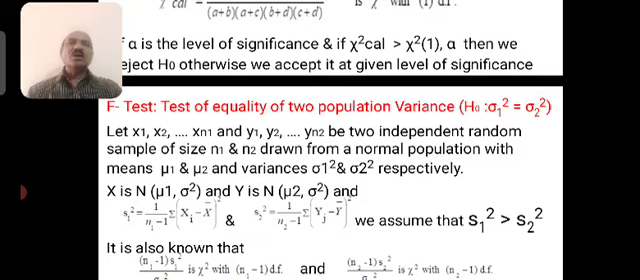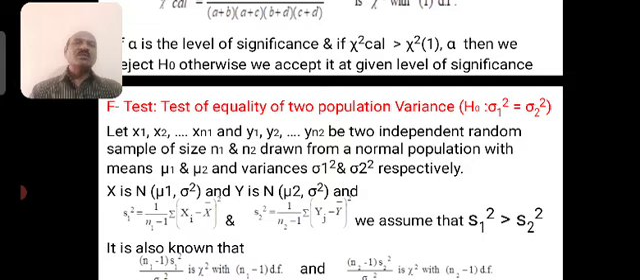We have to test whether they are equal or not, that is, whether two samples came from populations having the same variance or not. So let x1, x2, ..., xn1 and y1, y2, ..., yn2 be two independent random samples of sizes n1 and n2 drawn from normal populations with means mu1 and mu2 and variances sigma 1 square and sigma 2 square respectively. Then x is normal with mean mu1 and variance sigma square. I have written sigma square, not sigma 1 square, because our hypothesis is sigma 1 square equal to sigma 2 square.